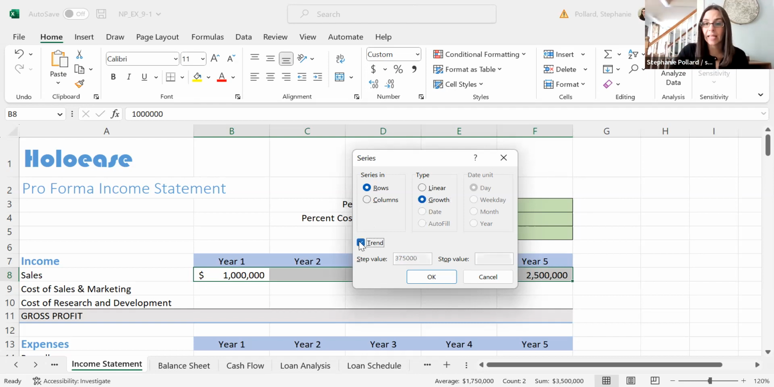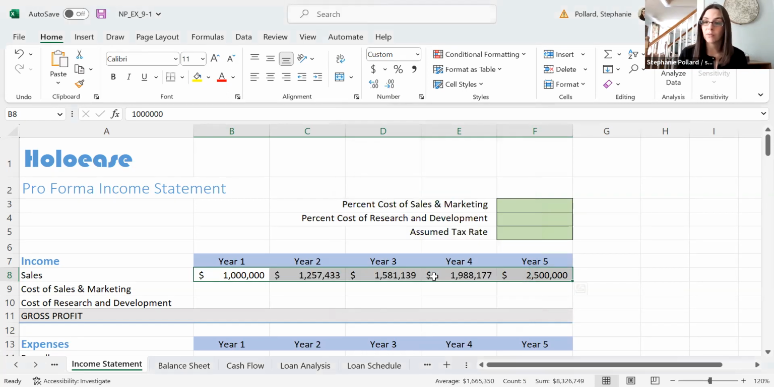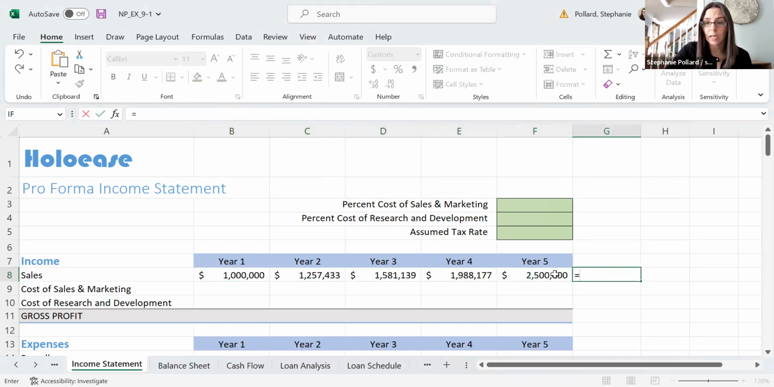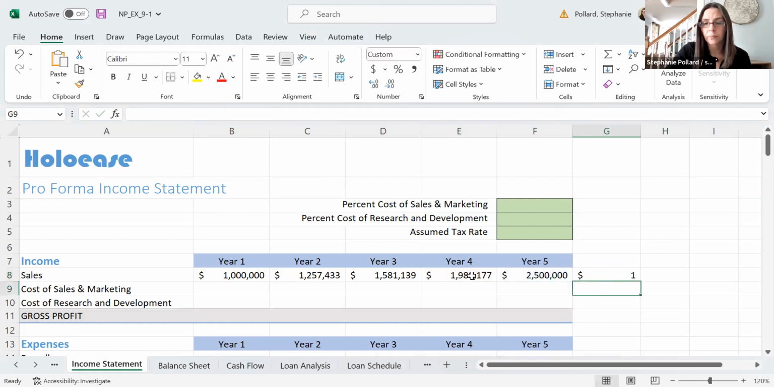I'm going to click trend again. I click trend anytime I'm trying to fill in between two values. This is called interpolation. So we're going in between. And again, it will fill in those values here. Now, how do you know what your actual percentage of change is? You could divide the two cells. So I could take year 5 and divide it by year 4. Ooh, let's try that again.